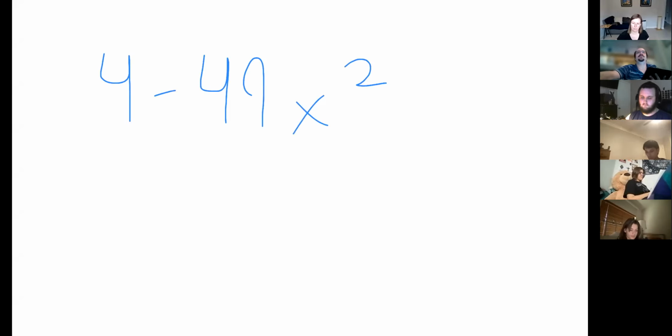And so this section is about difference of squares. So hopefully we're asking ourselves, is this a difference of squares?